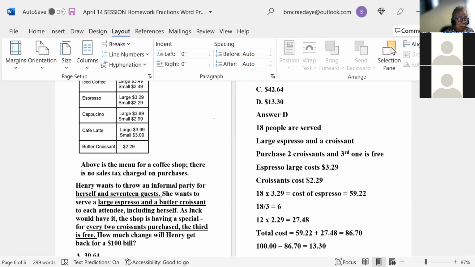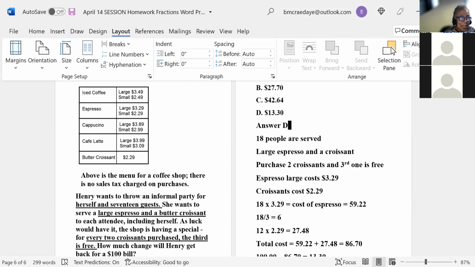And sometimes they'll put like the 2.29 for the small. Make sure you read the question that said large espresso. So you watch for things like that, because sometimes they'll put a 2.29 and a 2.29. Right? 2.29 for the croissant, 2.29 for small espresso. But that's not what they said. They said they want to serve a large espresso. So watch for detail. Any questions?